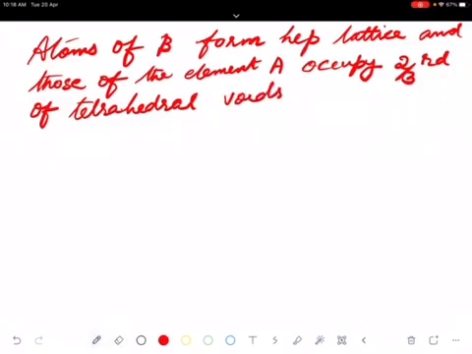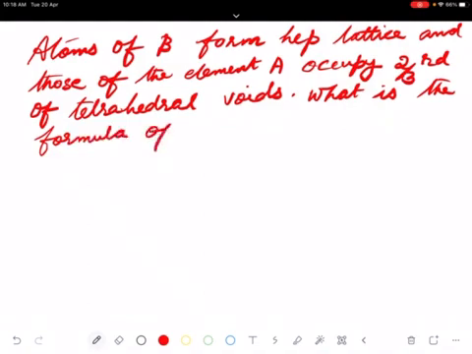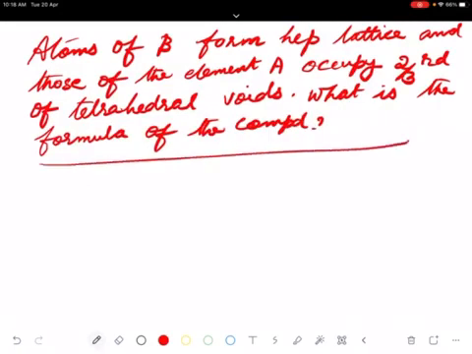Tetrahedral voids. What is the formula of the compound? This is the question.